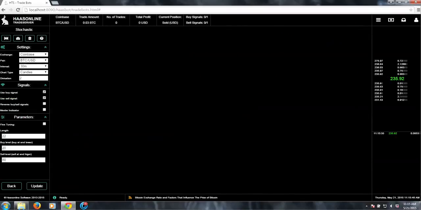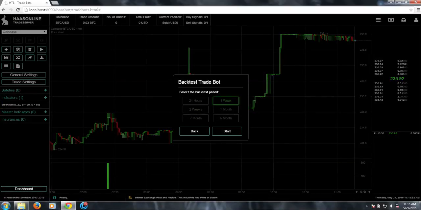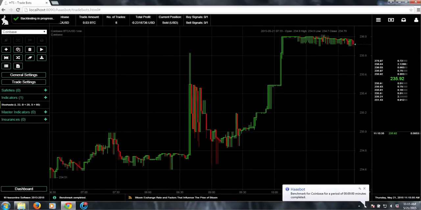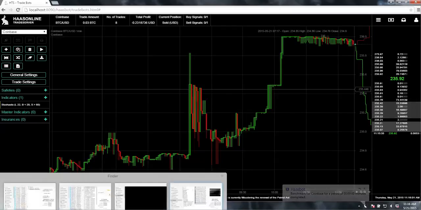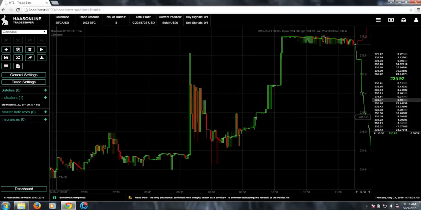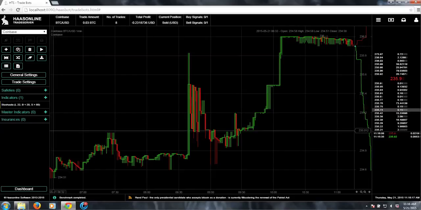Say we want to see how this would have done in 1 hour. We can go back and backtest it. And you notice that there's fewer trades. There's 8 trades for a profit of negative 23 cents. So that is the overall backtesting. You obviously can create your bots as complex or as easy as you want, but that's essentially it.